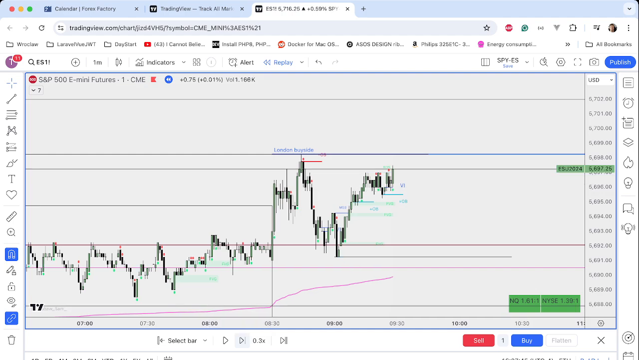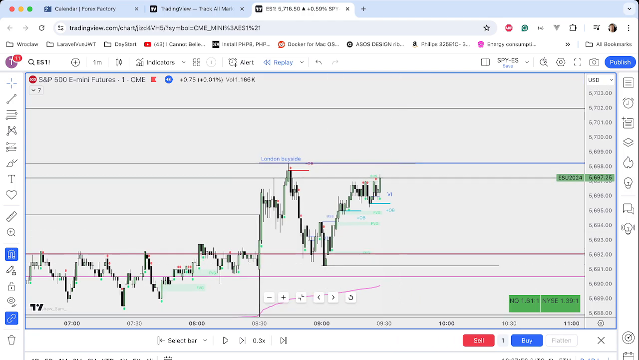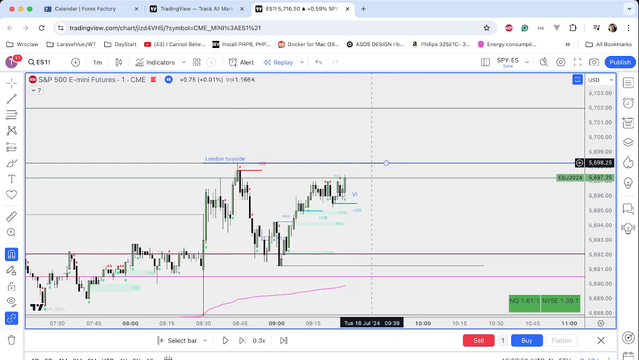You have to be careful with seek and destroy. You know, the situation, they might just push higher. But London buy side is very close. Not a lot of liquidity up here. So that's for sure.